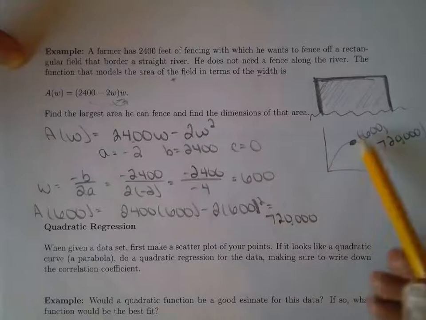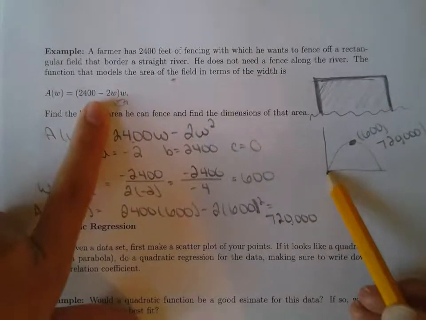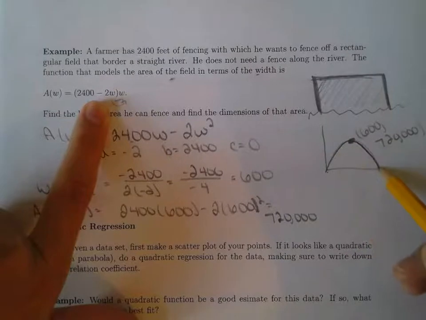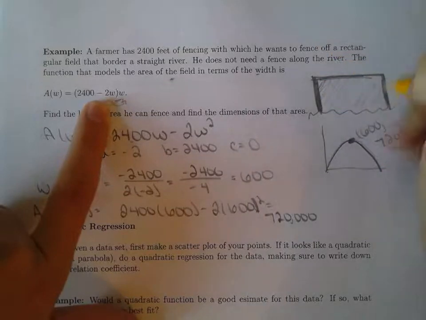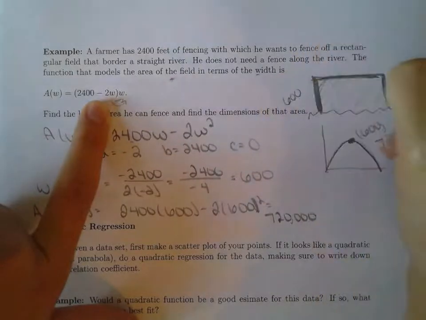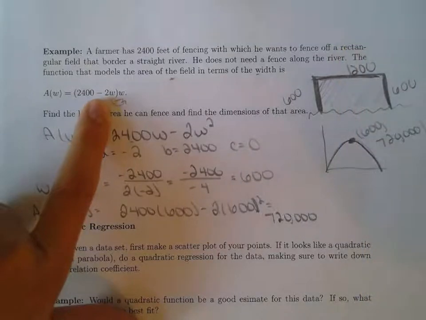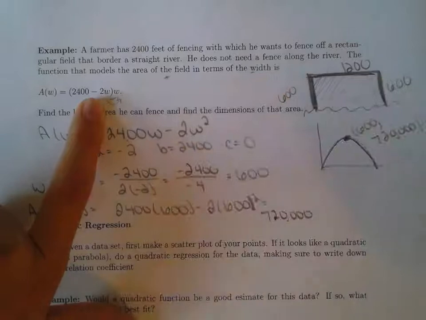How do I know the graph looks like this? I just quickly, when W is 0, the area is 0. Okay, which makes sense. If you have a width of 0, you're not going to have an area. So for this one, the maximum area is 720,000 when W is 600. The farmer would want this to be 600, this to be 600, and then that would force this to be 1,200. So when he builds this fence, he wants to do a 600 by 1,200 rectangular field.